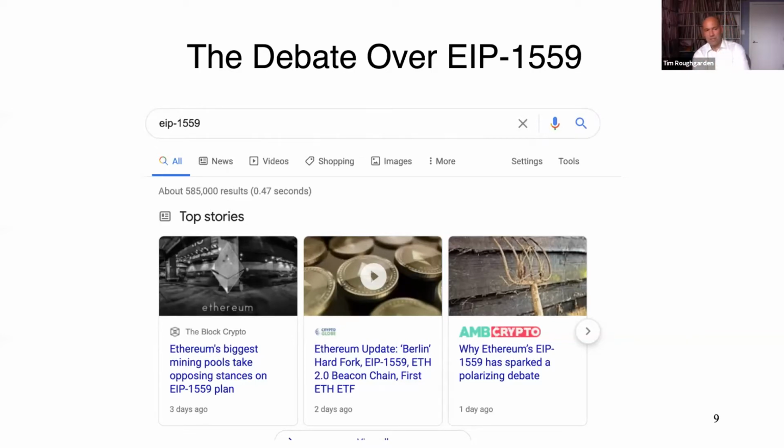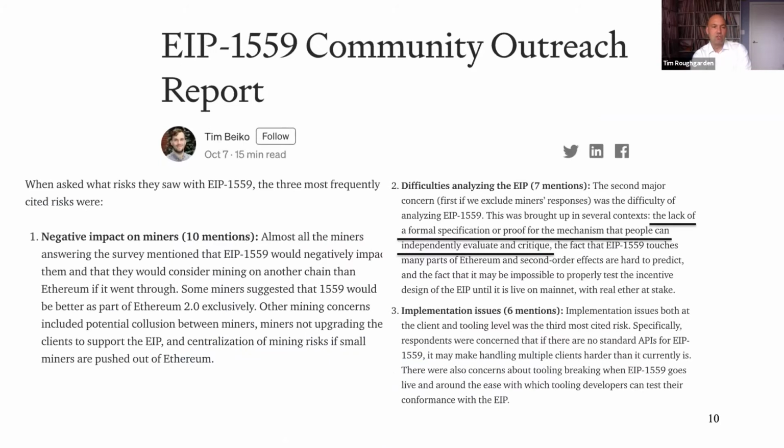So this is a web search I did back then, maybe 9 months ago. You can see even then there were over 500,000 hits on this seemingly obscure phrase, plus news articles talking about how it was somehow controversial. And in fact, at that time, it was controversial enough. So again, it's late 2020. Tim Roughgarden, who's a central figure in the Ethereum community, he actually did a community outreach survey.